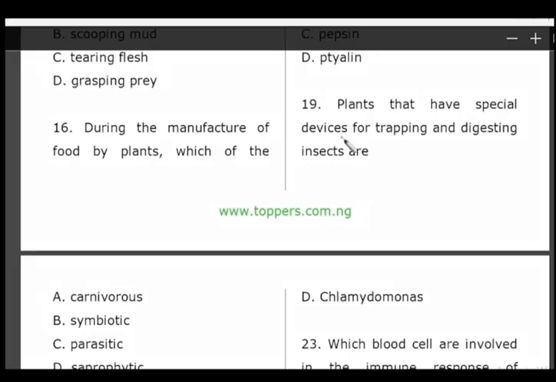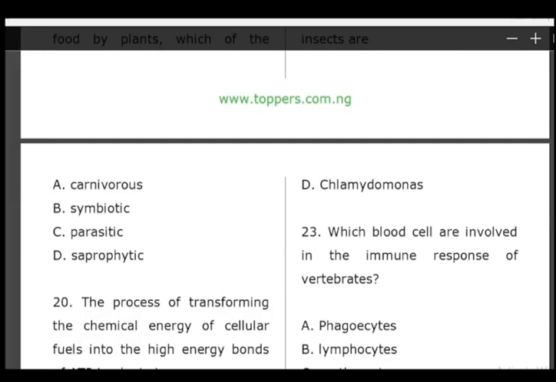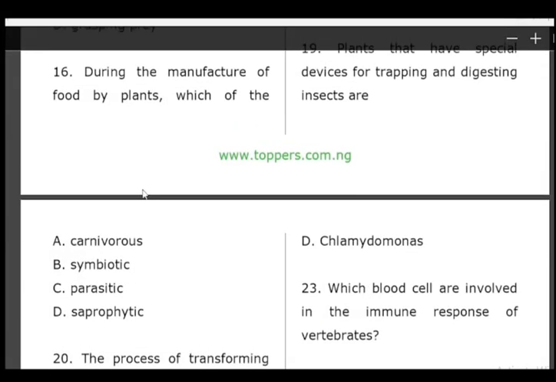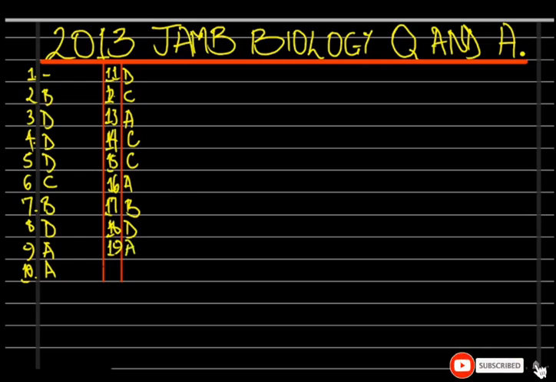Plants that have special devices for trapping and digesting insects are A. Carnivorous, B. Symbiotic, C. Parasitic, and D. Saprophytic. If you look at that particular question very well, the answer is glaring. It is staring us in the eye. They are plants and they feed on insects, so they are actually carnivorous in nature. It is not symbiotic, nor is it parasitic or saprophytic. So they are carnivorous plants. So that is option A. And then we have question 20.